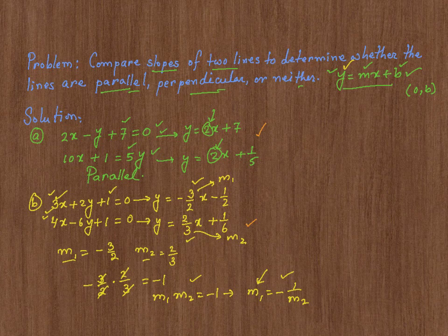Let me summarize. The lines could be parallel to each other when the slopes are equal. So if they are parallel, then the slopes m1 must be equal to m2. If the lines are perpendicular to each other, slopes are going to be negative reciprocals of each other: m1 is equal to negative 1 over m2, or equivalently m1 times m2 is equal to negative 1. If neither parallel nor perpendicular, then we call it neither.